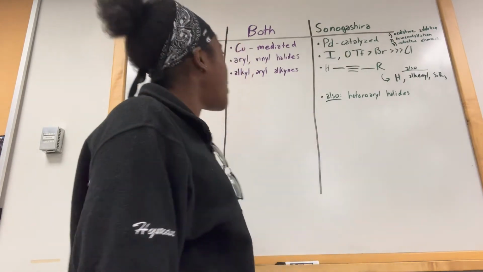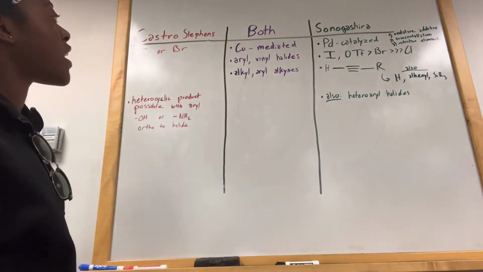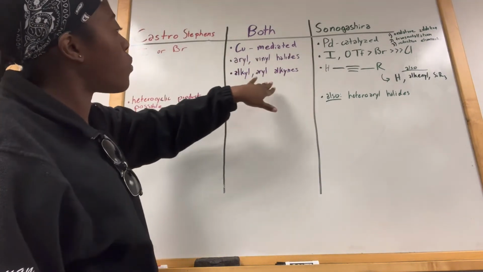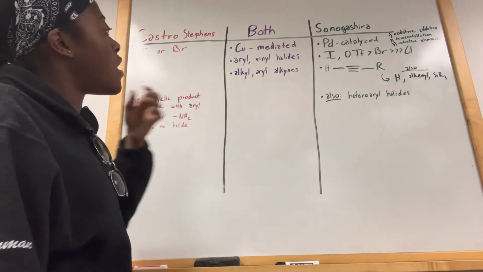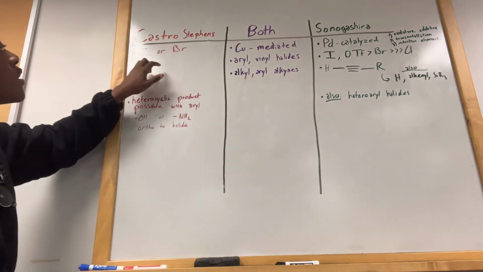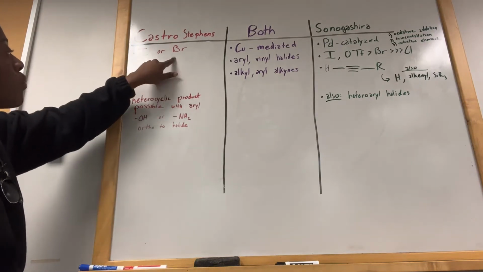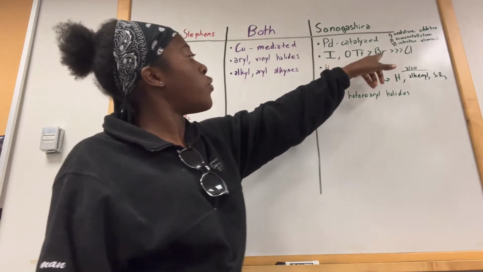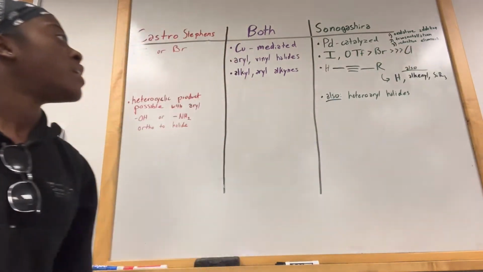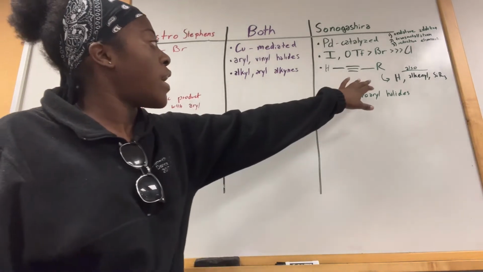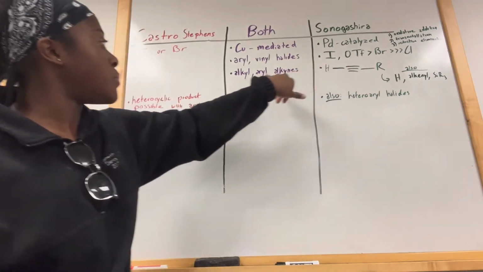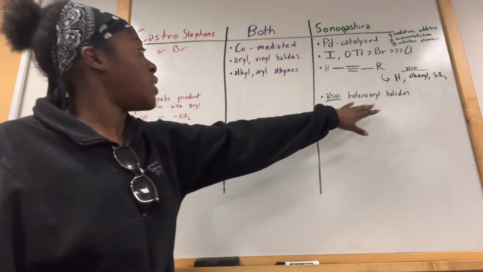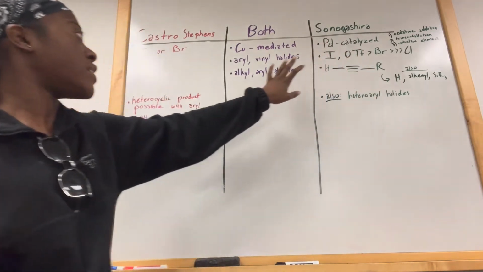So fun. Both of these reactions can occur with an aryl or a vinyl halide coupled with an alkyl or an aryl terminal alkene. However, the Castro-Stevens will likely use an iodide or a bromide, while the Sonogashira can use an iodide, a triflate, or bromide, and sometimes a chloride. The Sonogashira reaction also has some more possibilities for the R group as opposed to the alkyl or the aryl substitution, and there's also a possibility of hetero-aryl halides reacting as well.